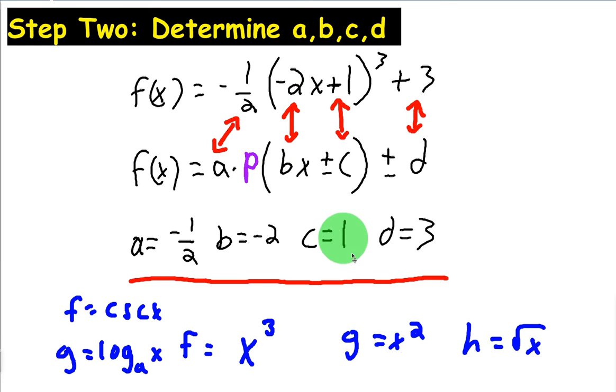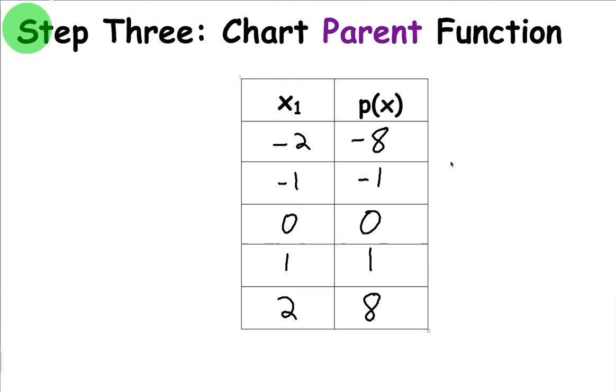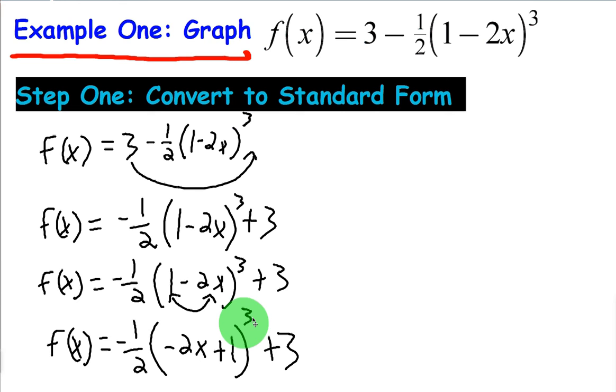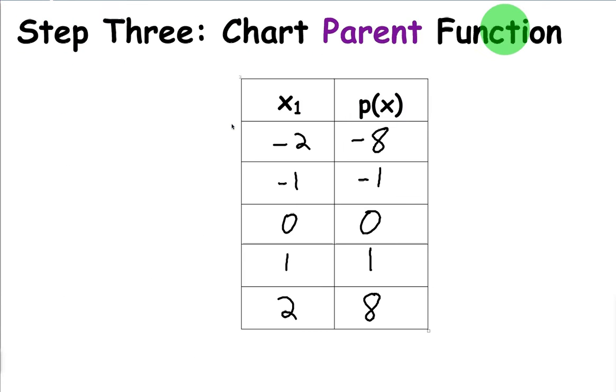Now remember, you always subtract c, so we're going to be taking our x values and subtracting 1. If it was negative 1, we'd still be technically subtracting negative 1, but it would be the reverse, so we'd add 1 to the x values. We'll get to that in a little bit. Step 3 is to chart your parent function. Now again, I said that it is a cubic function, so you're going to chart p of x equals x cubed. Use the same x values that you normally use, negative 2, negative 1, 0, 1, 2. Just cube those values to get your y values.